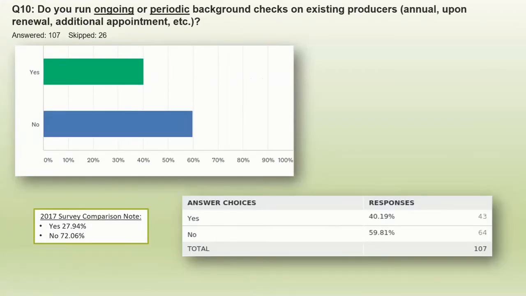Now, do you run ongoing or periodic background checks on existing producers? This is something that we discuss quite a bit in some of our background investigations task group meetings. There continues to be questions, concerns, and curiosity around ongoing and periodic background checks. It could be monitoring of healthcare related services for individuals engaged in Medicare. It could be an annual background check.